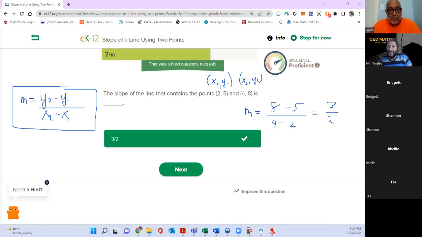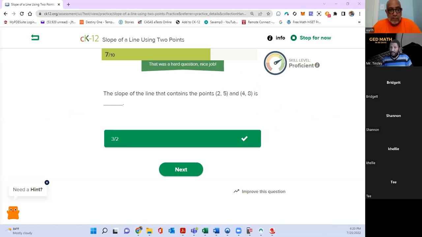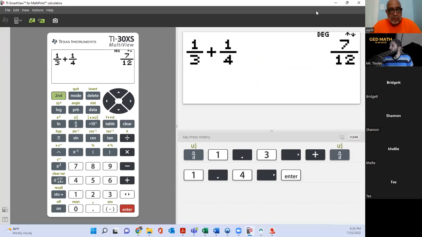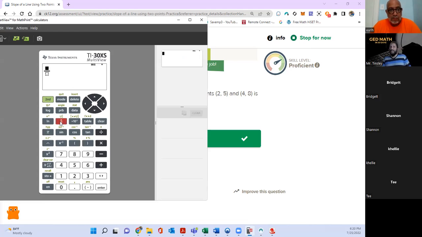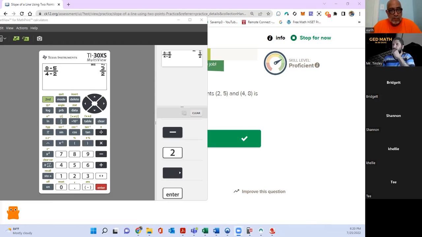Now, let's use the calculator so we won't make any mistakes. Okay, I'm gonna grab my calculator. And again, you can use the way I have in the ebook, or you can use the same formula that we just used. Watch this. So I'm gonna hit 2nd, 8 minus 5 over 4 minus 2. That way you don't have to worry about signs. The calculator will do it for you. Okay, I got my -2 and my 4 mixed up.